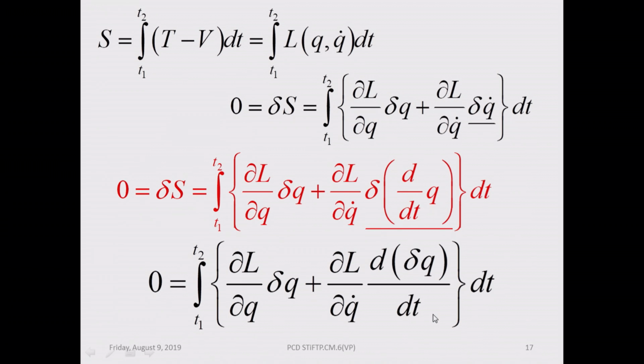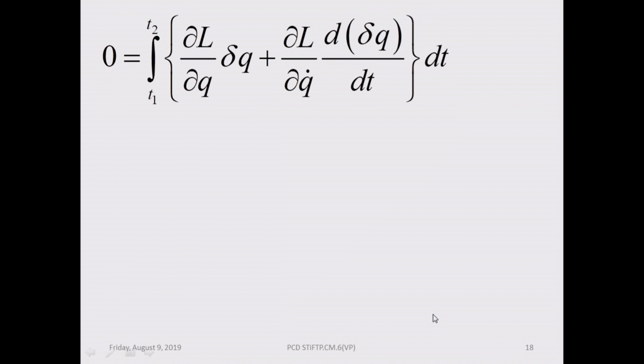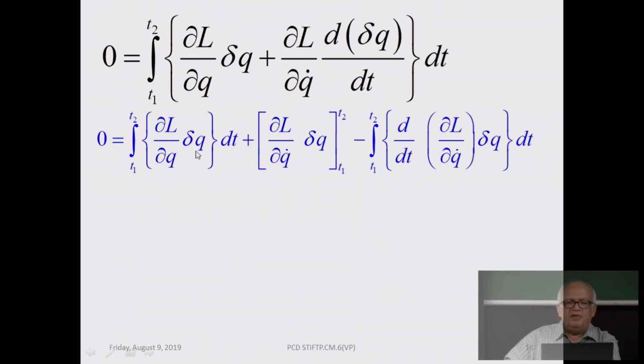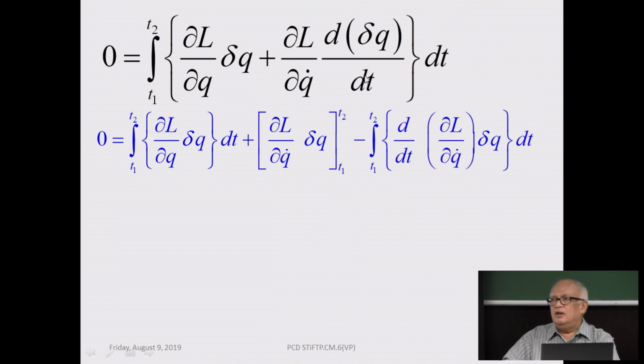This is an important result, and we will carry this to the top of the next slide. So this is the result that we get. And now you have the first term, the del L by del q delta q, which you have written here, which is the time integral from t1 to t2. The integration is over the time variable, so this is just the first term. And this is now an integral of a product of two functions. And we know how to integrate a product of two functions.